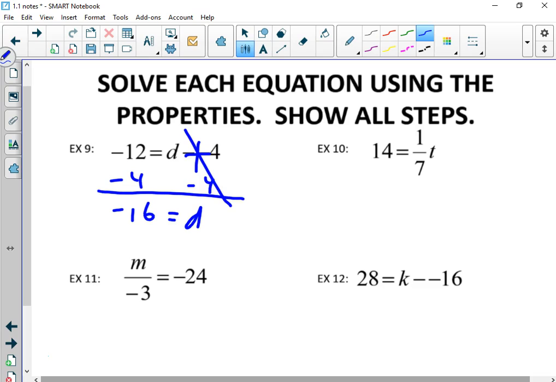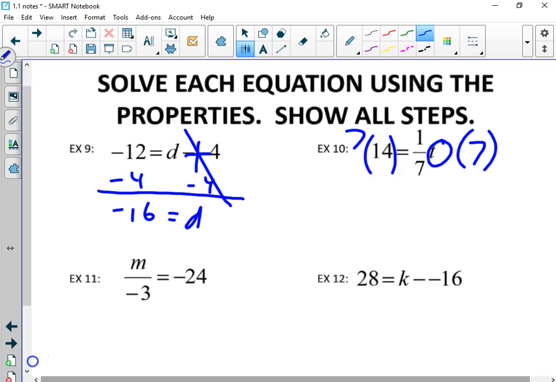Okay, so on example 10. Now this time, this one's a tricky one. There's my t. It's being multiplied by 1/7. Now, most times you say, oh, well then you divide to undo multiplication. Well, we don't divide by fractions, right? We don't divide by a fraction. We multiply by the reciprocal. So, what is the reciprocal of this? We're just going to multiply by 7.